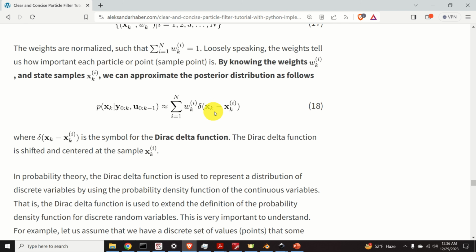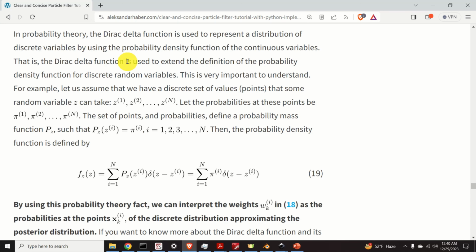In this notation, the symbol delta is the symbol for the Dirac delta function. The Dirac delta function is shifted and centered at the sample xk with the superscript i. In probability theory, the Dirac delta function is used to represent a distribution of discrete variables by using the probability density function of continuous variables. That is, the Dirac delta function is used to extend the definition of the probability density function to discrete random variables. This is very important to understand, so spend some time understanding this.